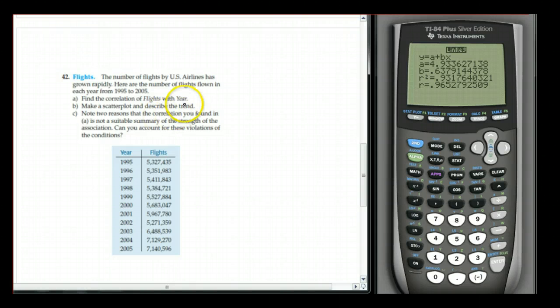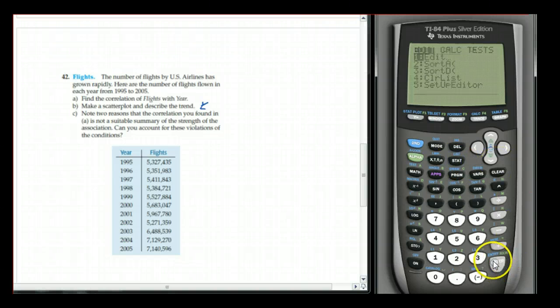Here are the numbers of flights flown in each year from 1995 to 2005. Find the correlation of flights with the year. Make a scatter plot and describe the trend. Note, anytime we plot something against time, it's called a trend. Note 2 reasons for the correlation you found. We'll get there. Let me put these data in my stat edit.